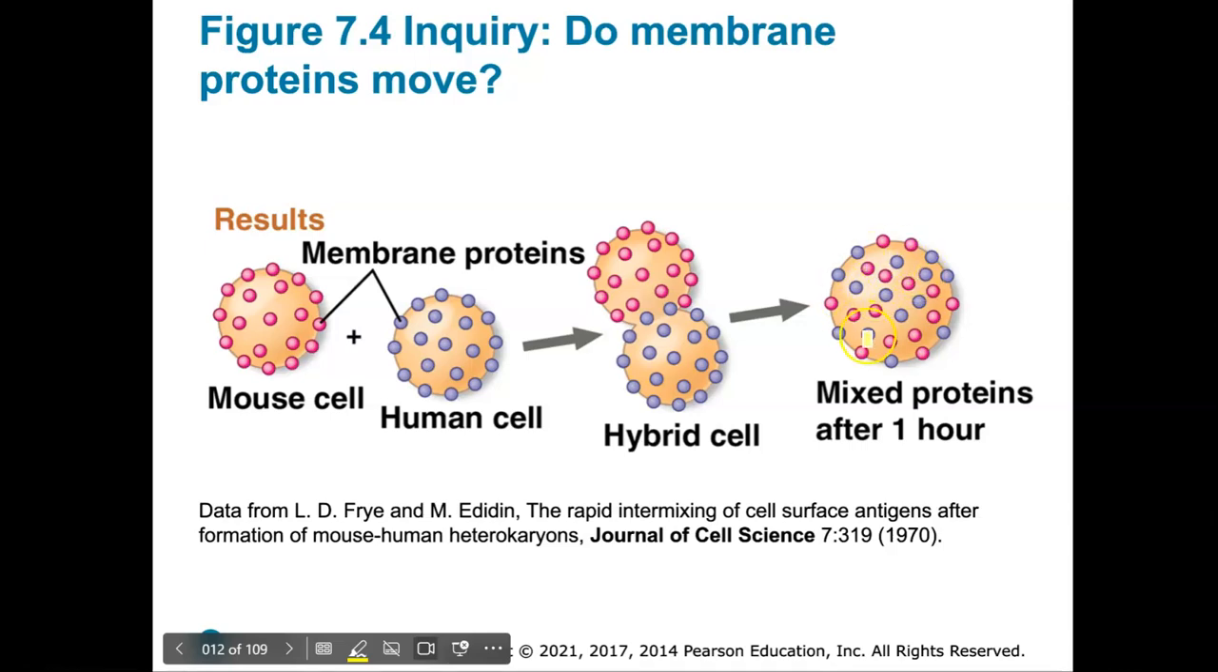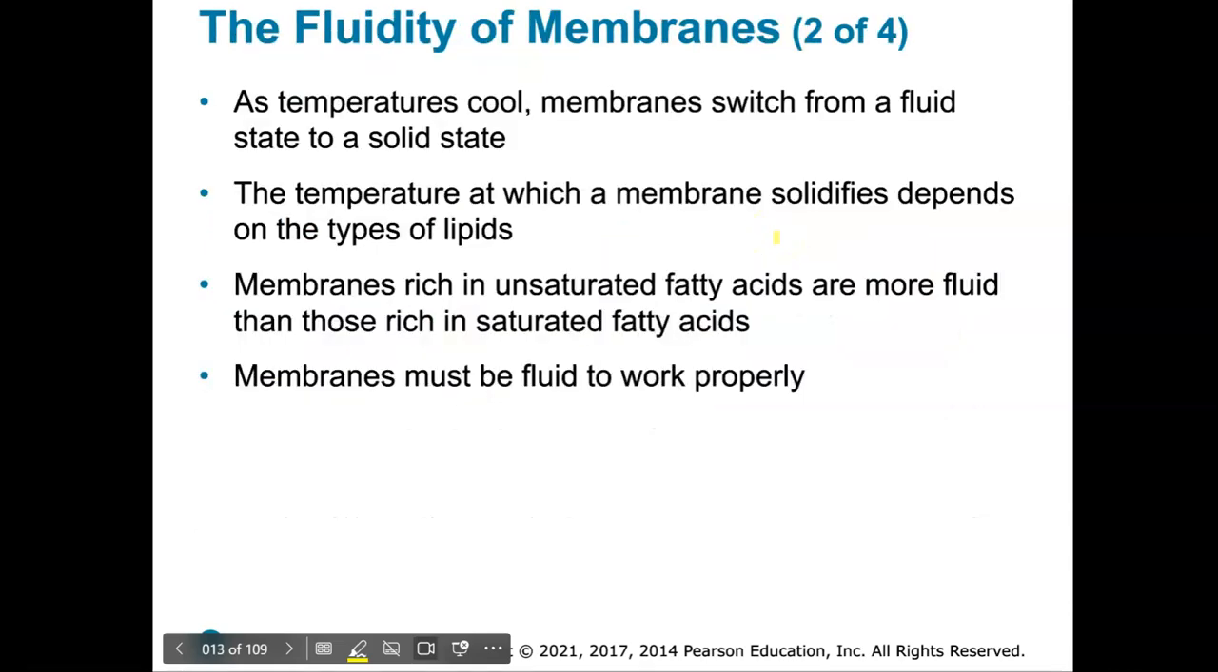And so what they saw was that the membrane proteins were a mixture from both cells. So that let us know proteins move throughout the phospholipid. This was the experiment that showed us that the proteins actually move around through the phospholipid bilayer. Now, what does it mean if the fatty acid tails are unsaturated or if they are saturated?